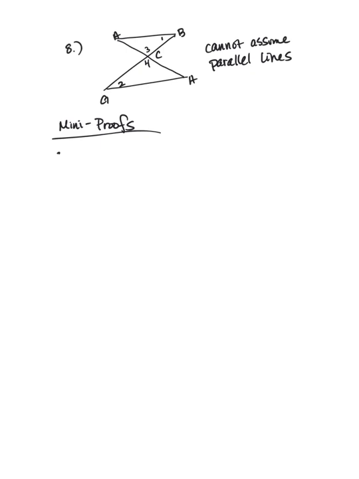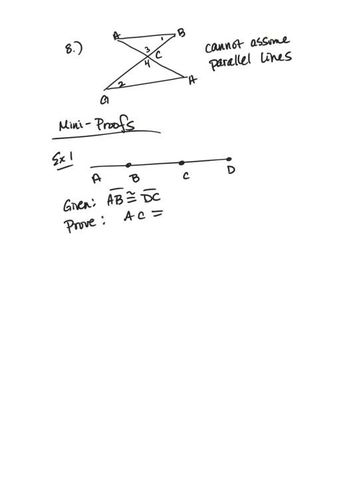Okay, so let's say, here's an example, example 1. Let's say I have this segment, and I'm just going to put 2 points on the segment. I'll call this A, B, C, D. Now, what's going to happen is you're going to be given information, okay? So let's say I gave you, given, AB is congruent to DC. Prove AC is congruent to DB.